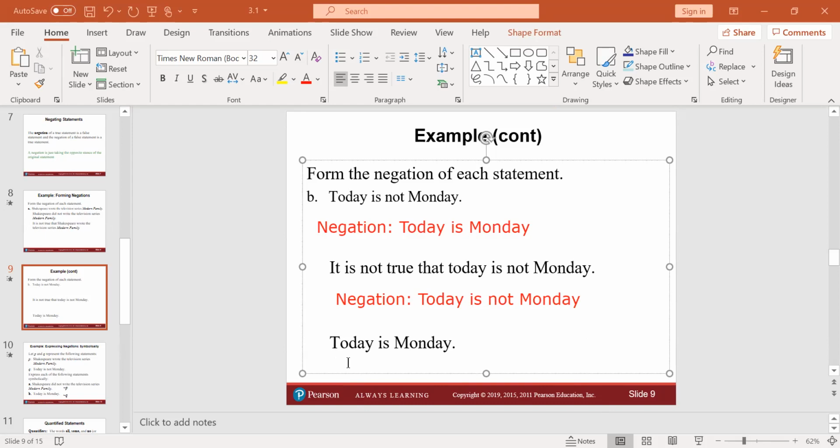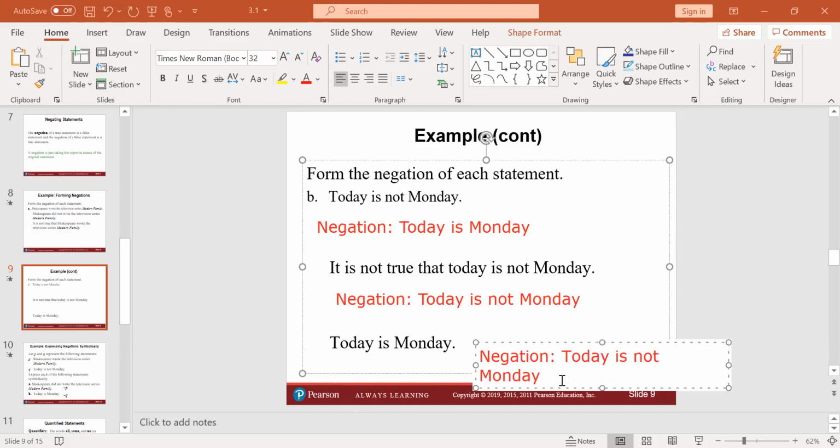And then the last one is pretty darn simple. Today is Monday. The negation of that is, again, today is not Monday. I don't know why that's even on there. What that means is that this statement, today is Monday, is logically equivalent. It's the same thing as saying, it is not true that today is not Monday. It's a very wordy way of saying the same thing. And we can take their negations.